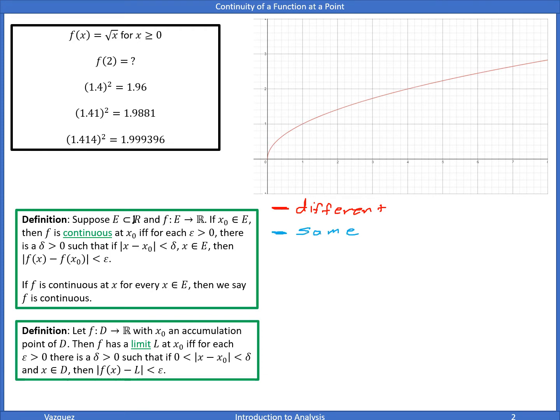So first thing I do want to point out, x naught an accumulation point of D. Here, x naught only has to belong to E. It does not need to be an accumulation point of D. The only interesting case is when it is an accumulation point of E, but I'll go over that shortly. But that's a big difference. On the limits, x naught has to be an accumulation point. Here, it doesn't have to be an accumulation point.